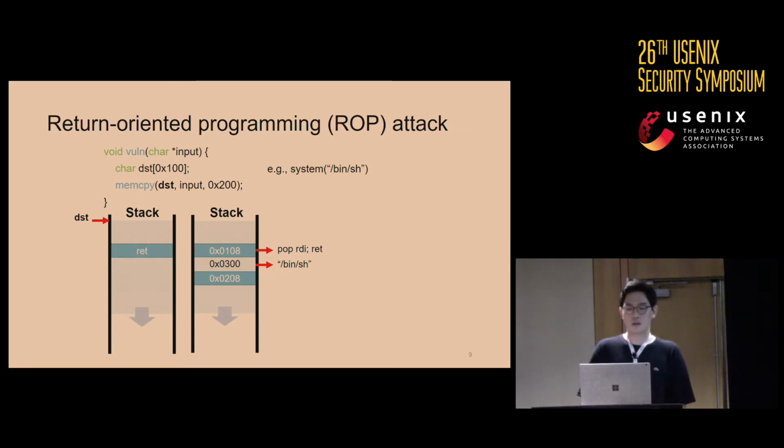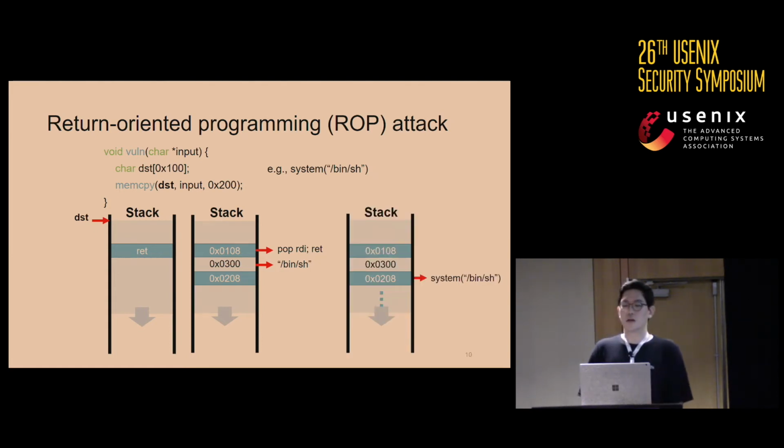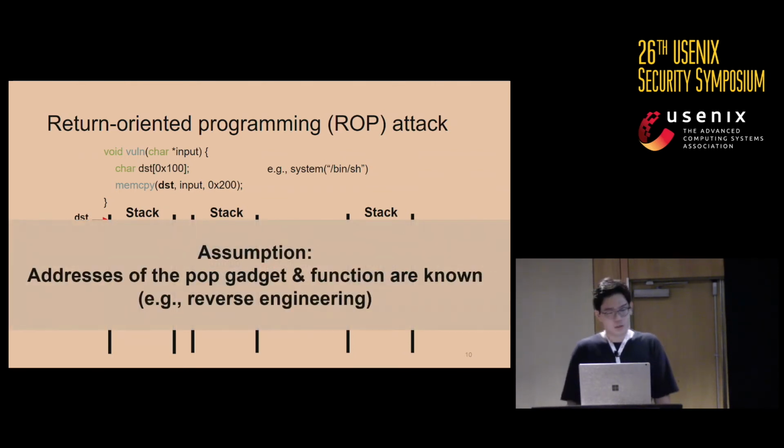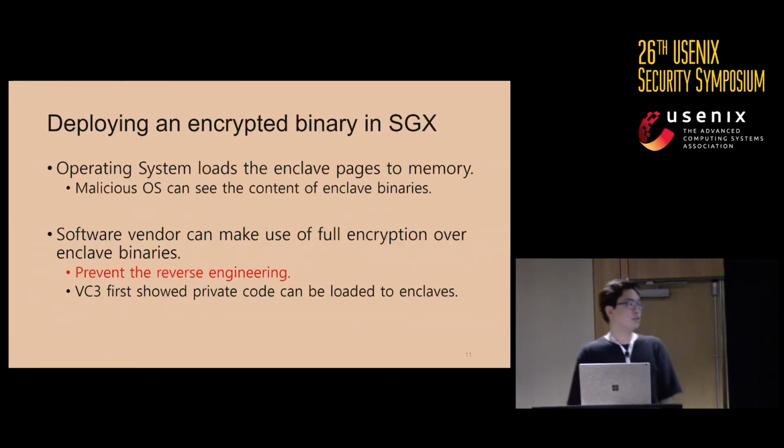To do that, first chain the pop RDI return gadget together with the /bin/sh argument. By returning to the pop RDI return gadget, it will set the /bin/sh argument to the RDI register. After that, if it returns to the system function, then the attacker can get the shell. However, the assumption is that the addresses of the pop gadget and functions are known by doing some reverse engineering. Then what about enclaves?